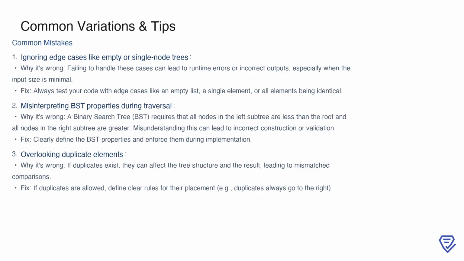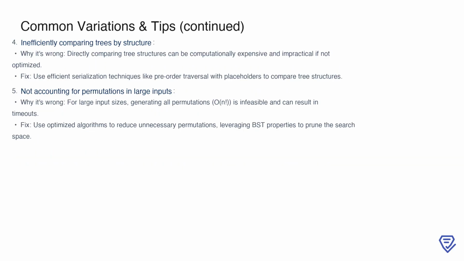maintain consistency. Another common challenge is inefficiently comparing trees by structure. Directly comparing tree nodes one by one can become computationally expensive, especially for larger trees. Instead, you can use serialization techniques like pre-order traversal with placeholders for null nodes. This creates a string representation of the tree, making structural comparisons much faster.